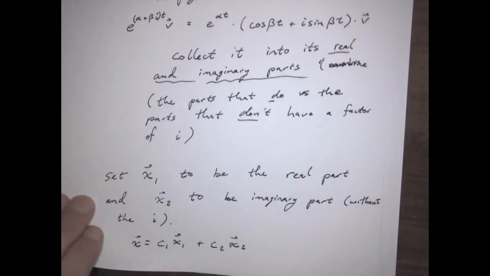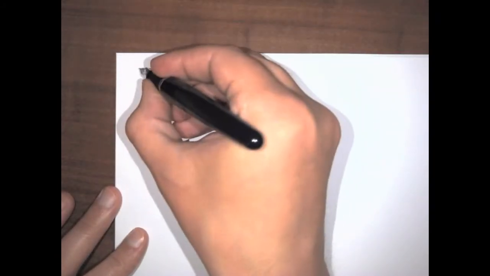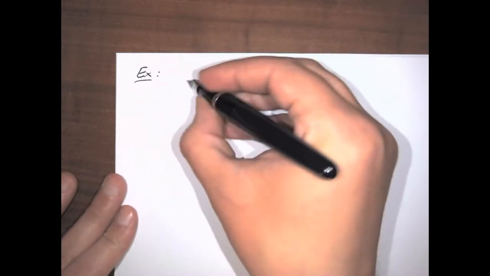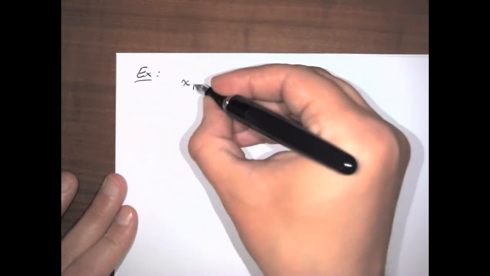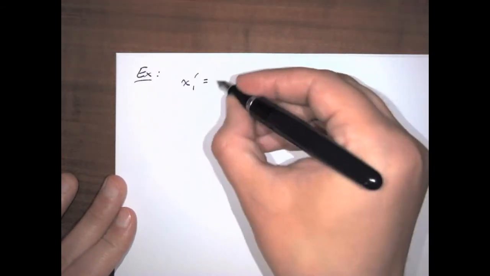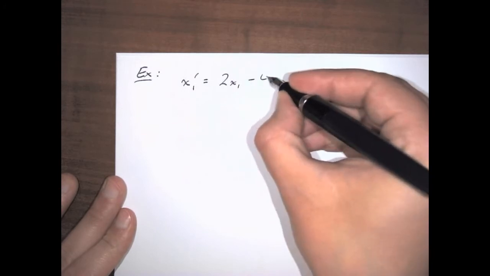All right, so let's give this a try. So it sounds tricky. Is it? Yes. All right. As an example, x1 prime is equal to 2x1 minus 4x2.